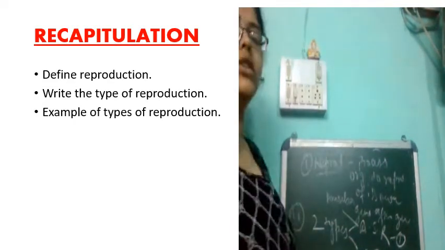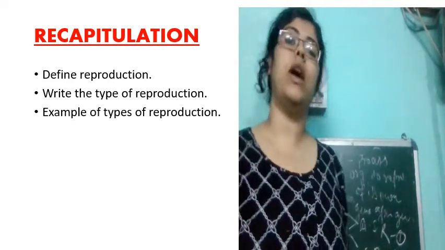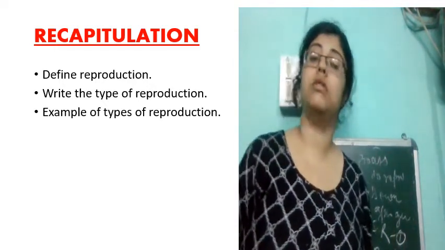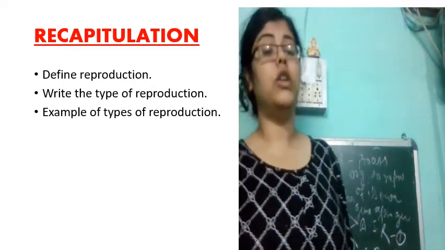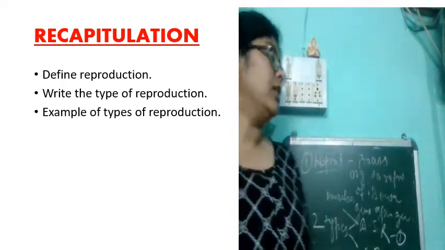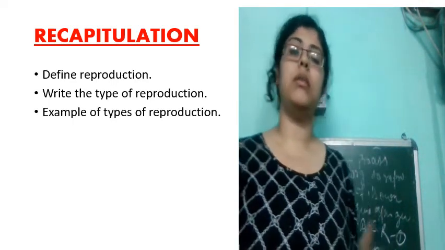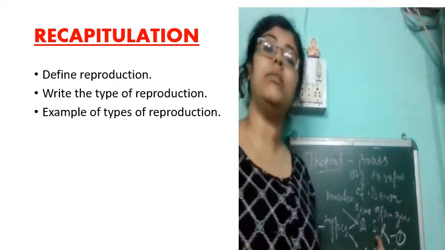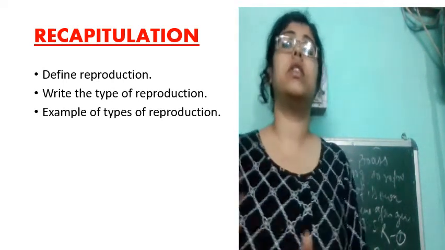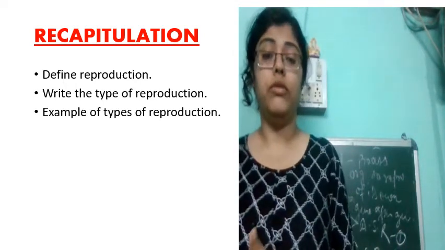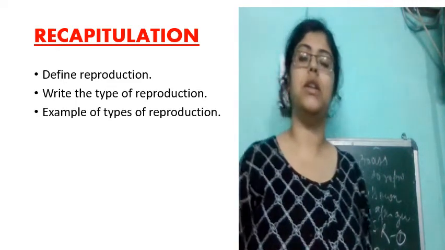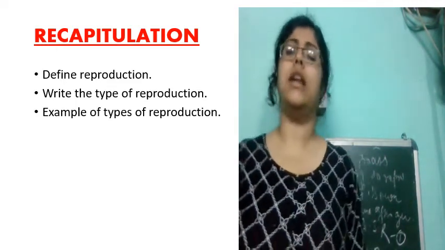So I hope this video will be helpful to you and you will be able to identify the different things, like what is the definition of reproduction, what are the types of reproduction, and what are the examples of different types of reproduction, right? So in the next video we will understand these modes of reproduction in depth, that is asexual reproduction and sexual reproduction, how the process goes further, what are more examples, and what are the different things involved in it. We will learn each and everything in depth in our next video.